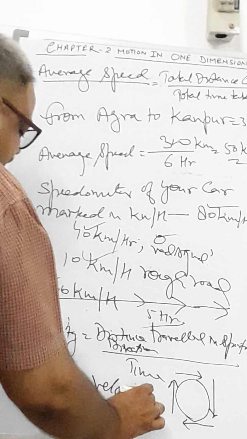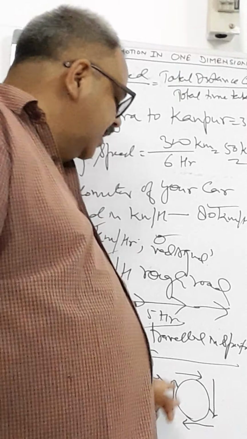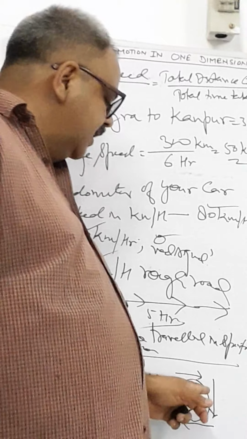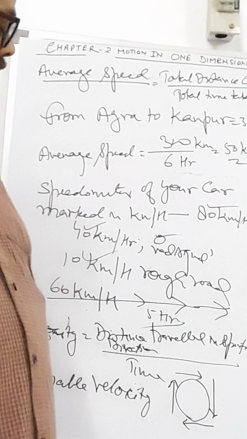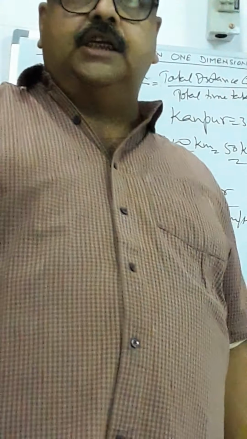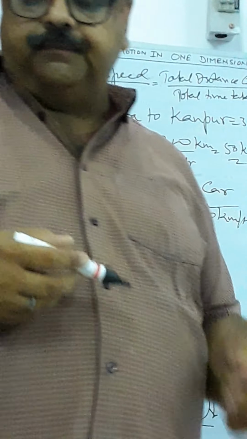Because at every instant the direction is changing. The motion of the body, the direction is changing. So the body is moving with variable velocity, although the speed is the same, but the velocity is variable.